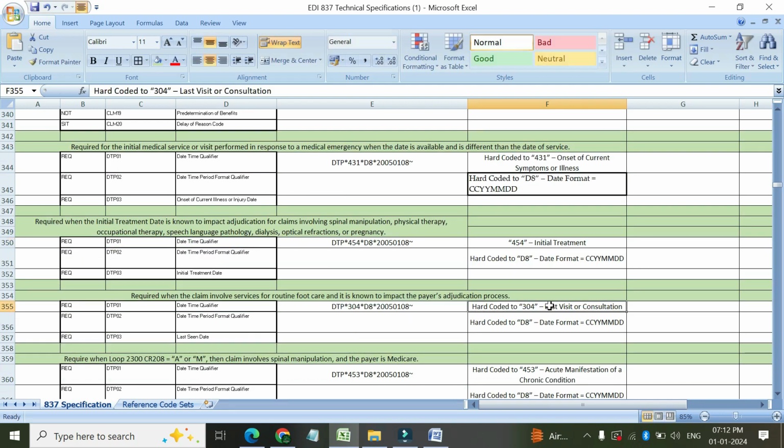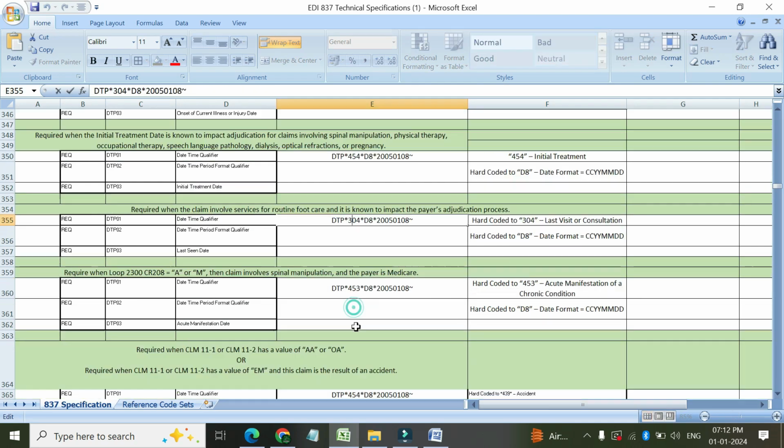Third, the last visit or consultation date, qualifier 304, is required when the claim involves services for routine foot care and it is known to impact the payer's adjudication. So if you are going for routine foot care, the last consultation or visit date is documented here. Qualifier 304.